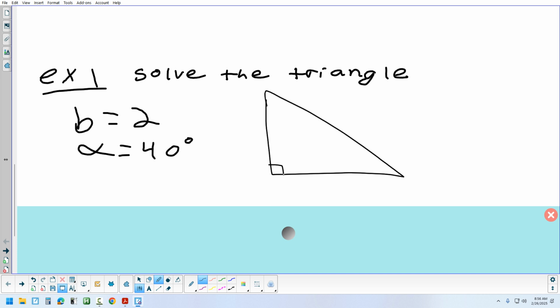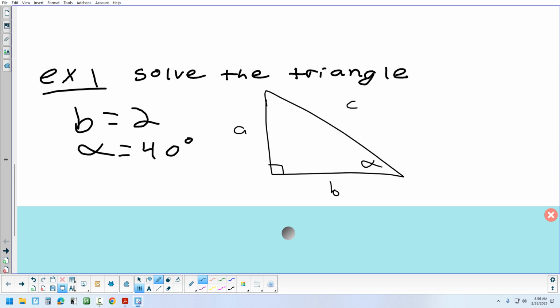Right. And we're going to label it, and then we're going to fill in what we can. Where you put A and B, you can make that choice right now. If you want to switch A and B, that's fine. It's just once you put A and B, then we have to make sure we put everything else in the right spot. C has to be the hypotenuse.